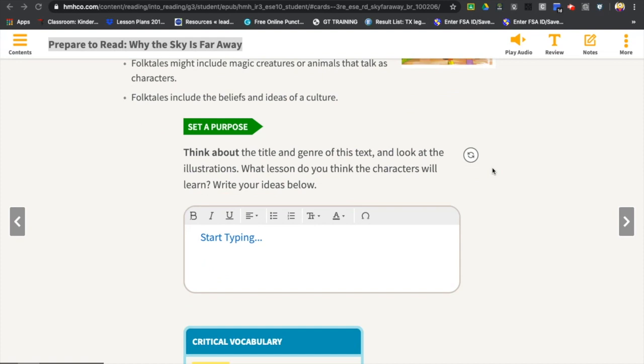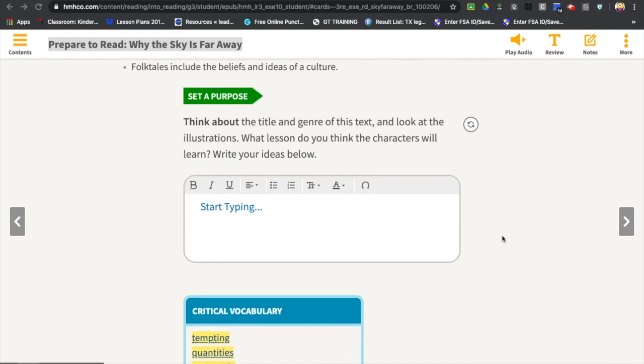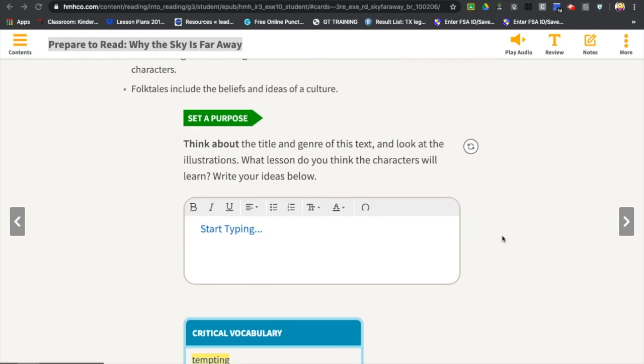What lesson do you think the characters will learn in this folktale? I want you to write your ideas below or on a piece of paper. That will help you explain what lesson you think the characters will learn. That is activity number 1. Once you're done with it, please take a picture of it and upload it to Class Dojo.